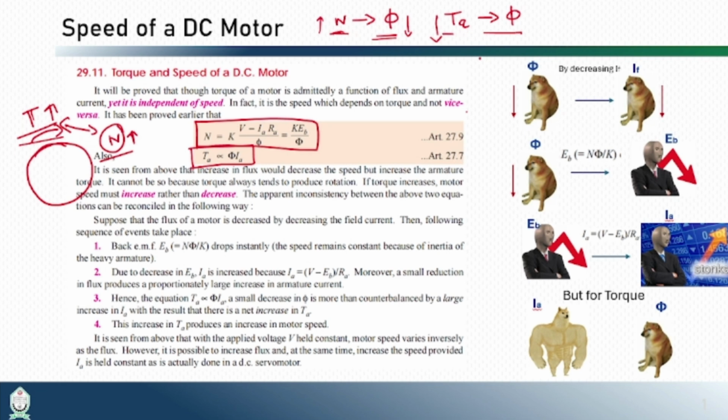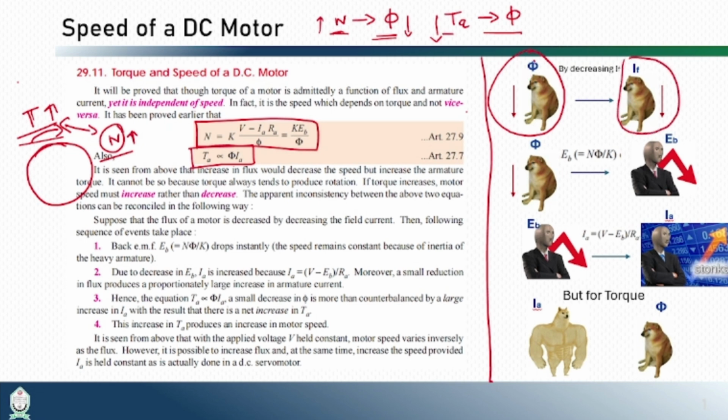Let us look at it from this portion of the slide. Okay, so let's say we're talking about a test case where the magnetic flux is decreased in the motor by decreasing the field current.